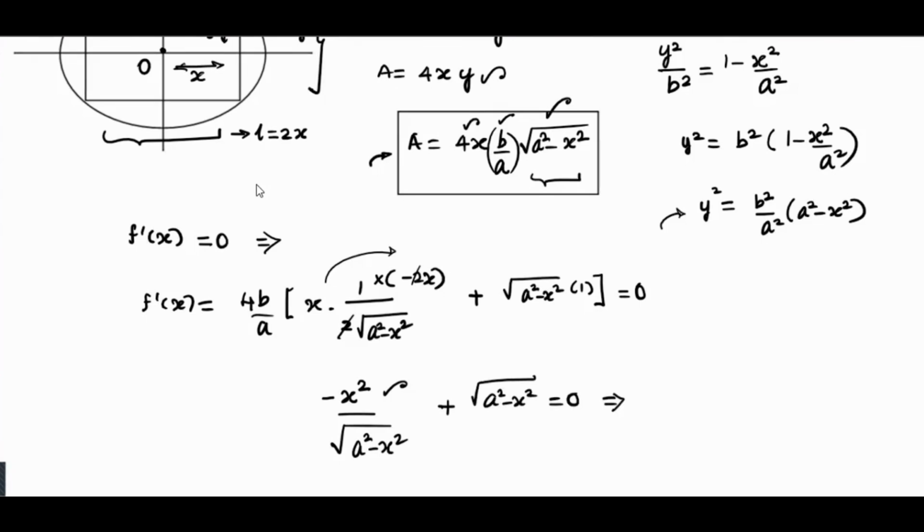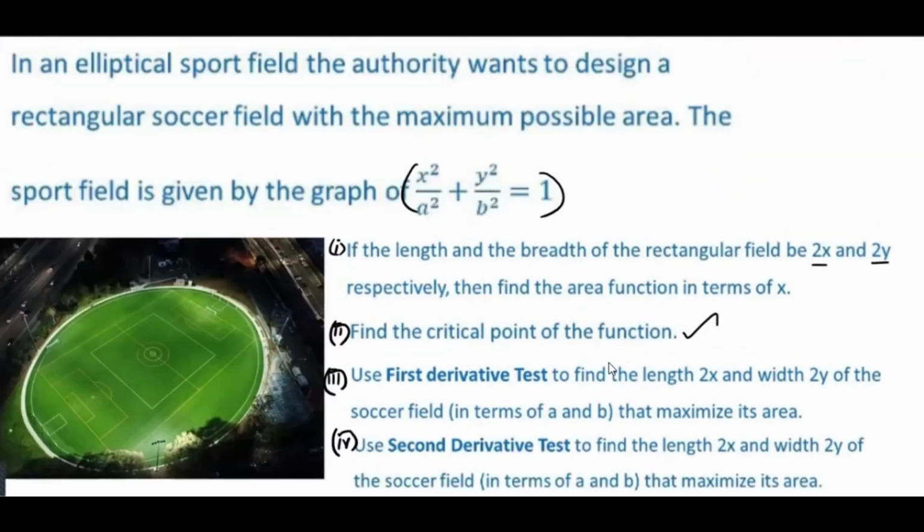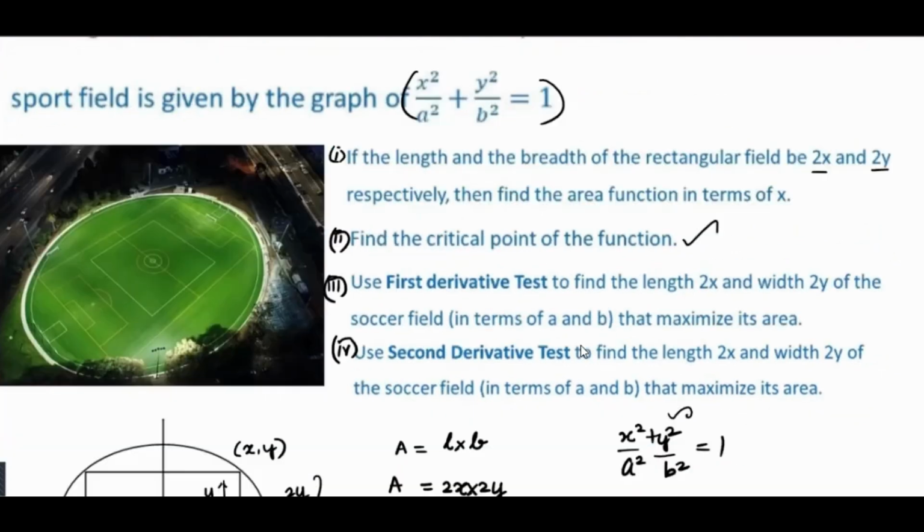So if you transpose the terms, you will get x square is equal to a square minus x square. So it becomes 2x square is equal to a square. So x square would be a square by 2. So x would be equal to a divided by root 2. They're asking us to find the critical point of the function.